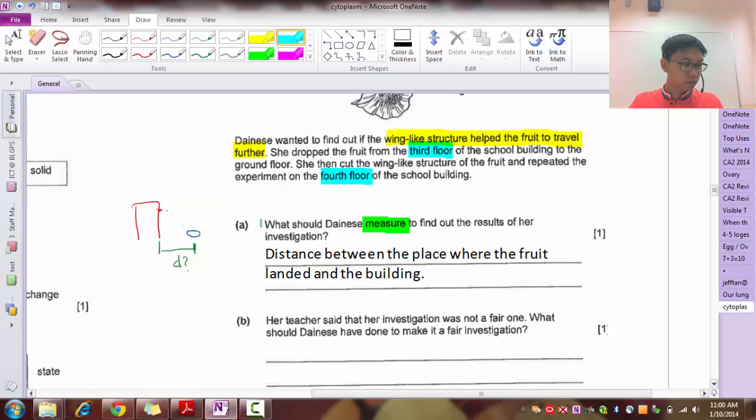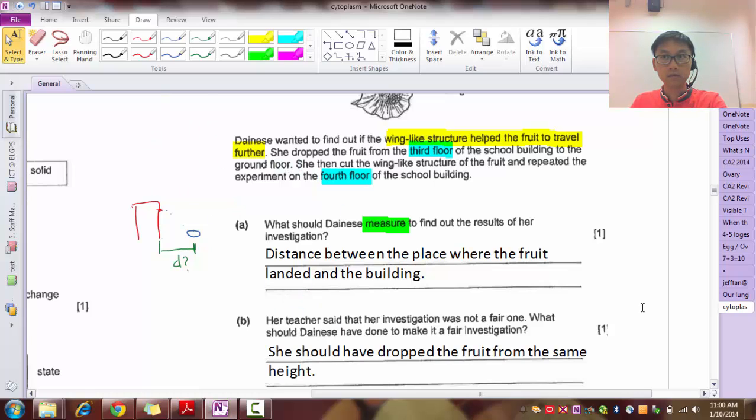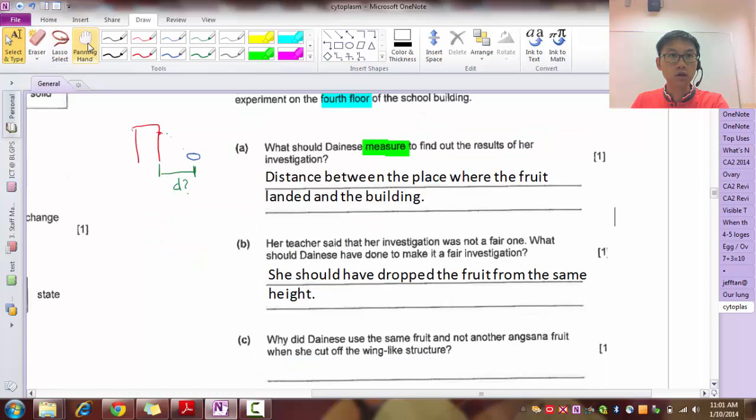Okay, so what should she have done? Alright, she should have dropped the fruit from the same height. Or if you say they should have dropped the fruit from the 3rd floor, both from the 3rd floor, both from the 4th floor, yeah, the idea is it must be from the same height.